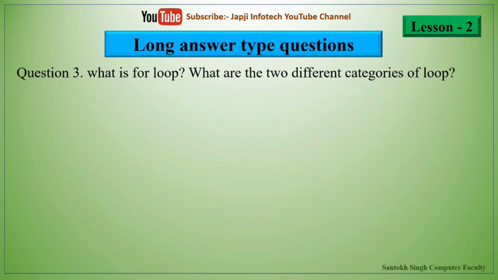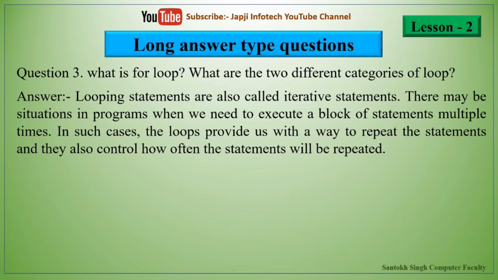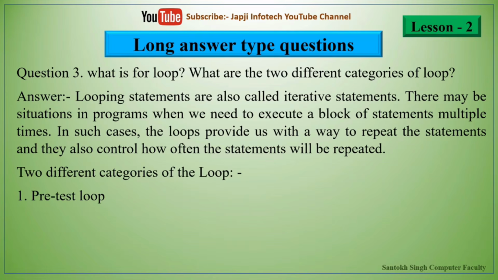So our third question is, what is for loop? What are the two different categories of loop? So looping statements are also called iterative statements. There may be situations in a program when we need to execute a block of statements multiple times. In such cases, the loop provides us with a way to repeat the statement, and it also controls how often the statement will be repeated. So two different categories of the loop are, first one is pre-test loop and second one is post-test loop.